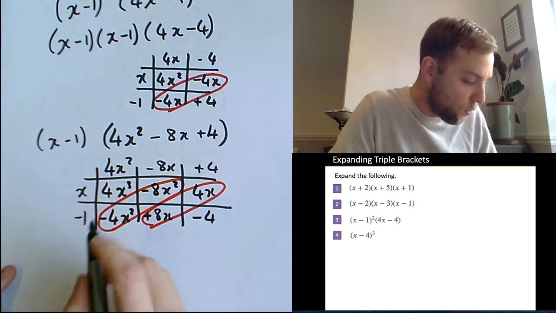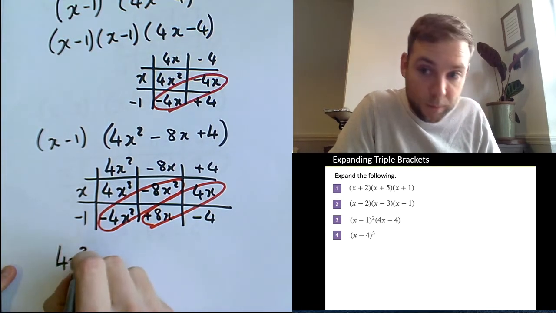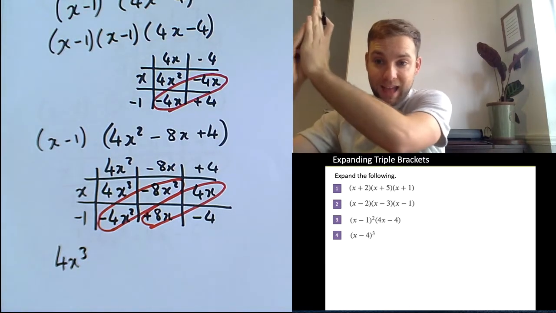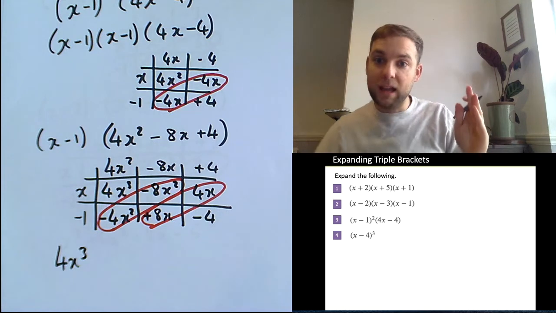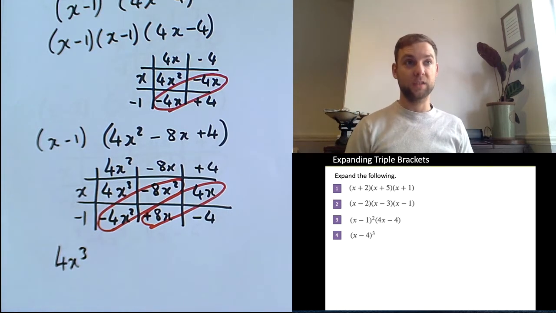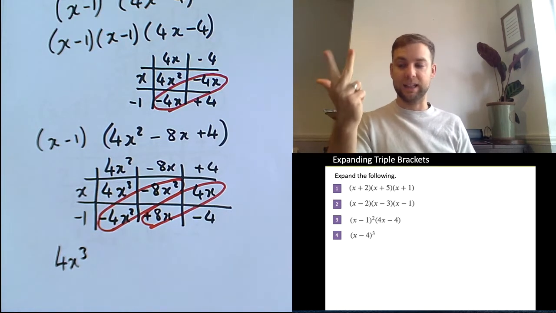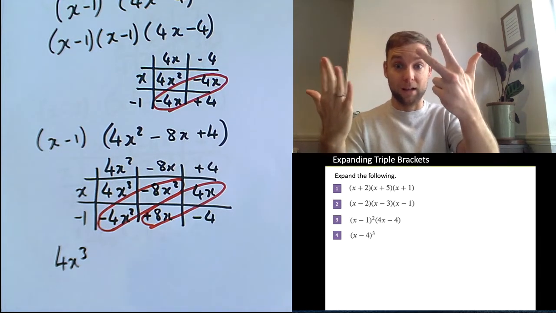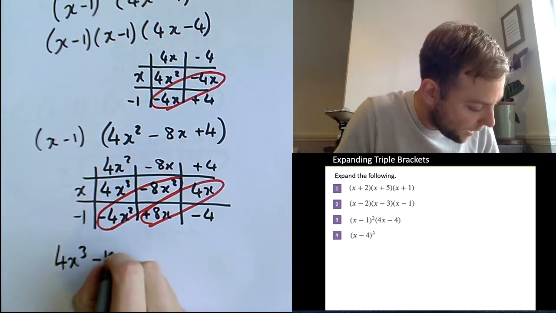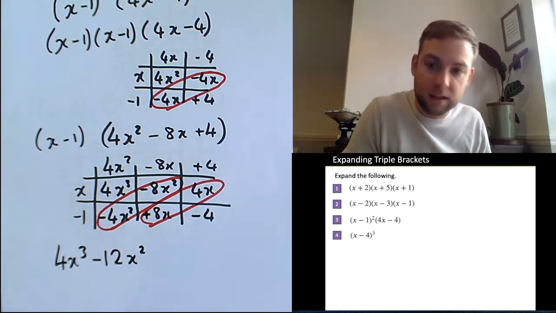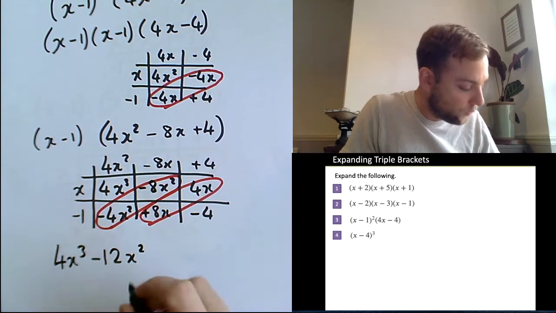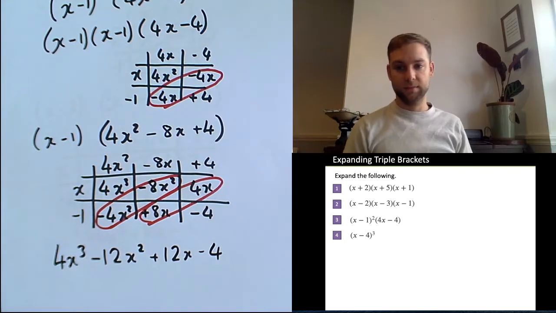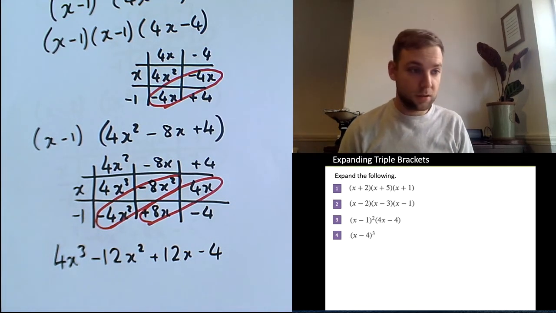So it's going to be 4x cubed, the first one, minus 4, subtract the 8, so starting at minus 4, taking away another 8, so that's going to be minus 4, minus 5, minus 6, minus 7, minus 8, minus 9, minus 10, minus 11, minus 12. So minus 12x squared. 8x plus 4x is equal to 12x, and then the minus 4 at the end. Brilliant. And that's that one done.